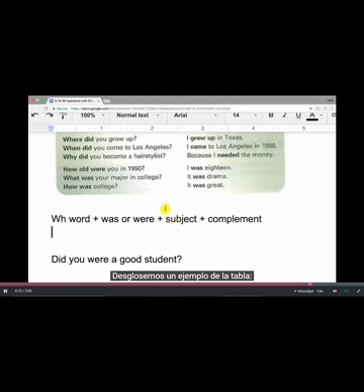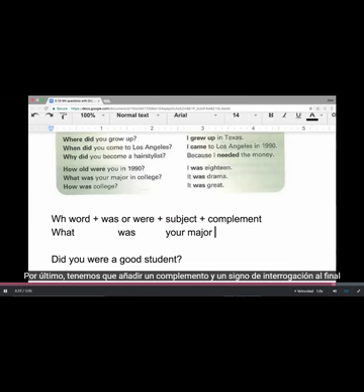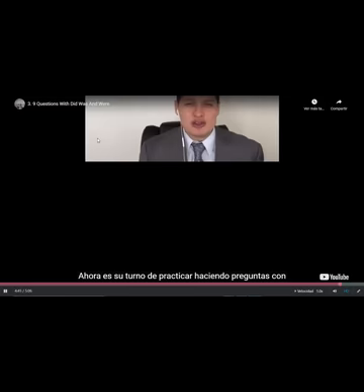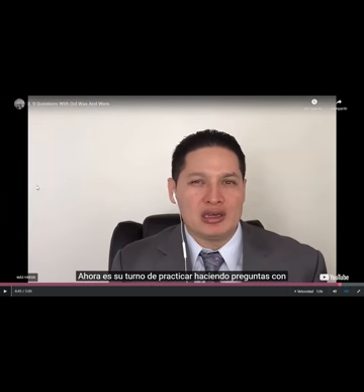Let's break down an example from the chart. What was your major in college? First, we need to add the WH word, what. Then we need to add was or where. After that, we include the subject, your major. Finally, we need to add a complement and a question mark at the end. In college. Now it's your turn to practice making. Okay.